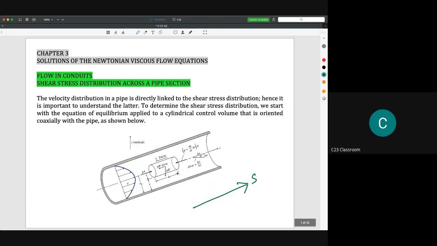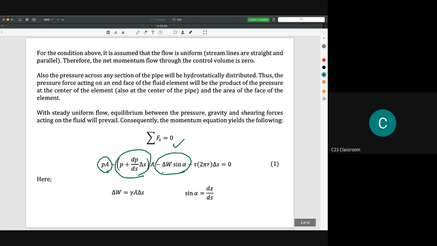So for example, a force that acts in this direction will be positive, and this will become negative, and this is also negative. When we have weight in the vertical direction like this, the component is also in the negative direction. So that's why we give the negative direction. And then this is the force from the shear stress.